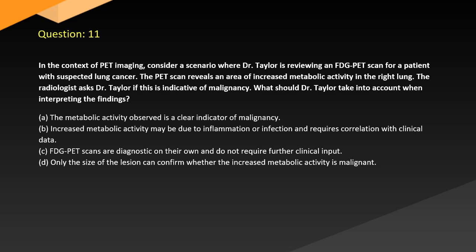A. The metabolic activity observed is a clear indicator of malignancy. B. Increased metabolic activity may be due to inflammation or infection and requires correlation with clinical data. C. FDG PET scans are diagnostic on their own and do not require further clinical input. D. Only the size of the lesion can confirm whether the increased metabolic activity is malignant.